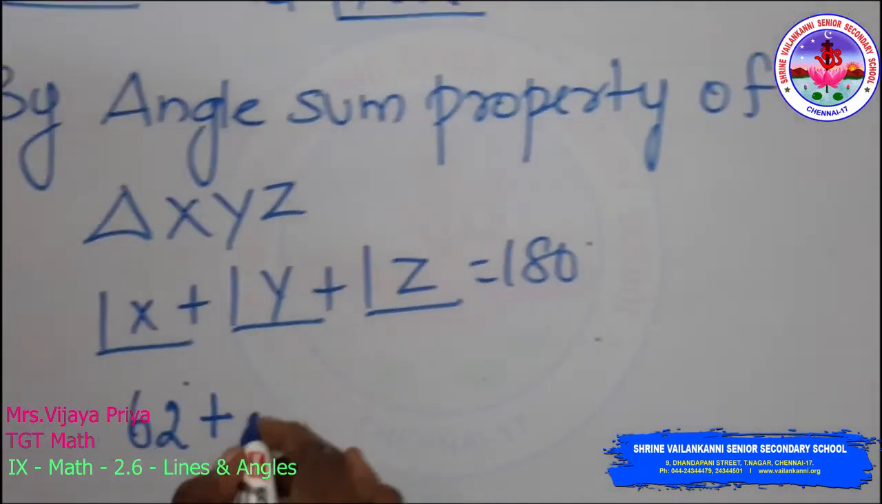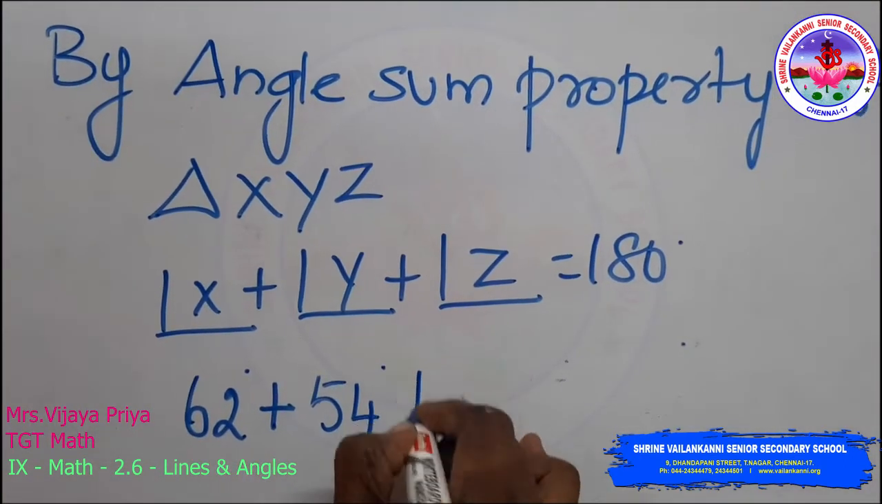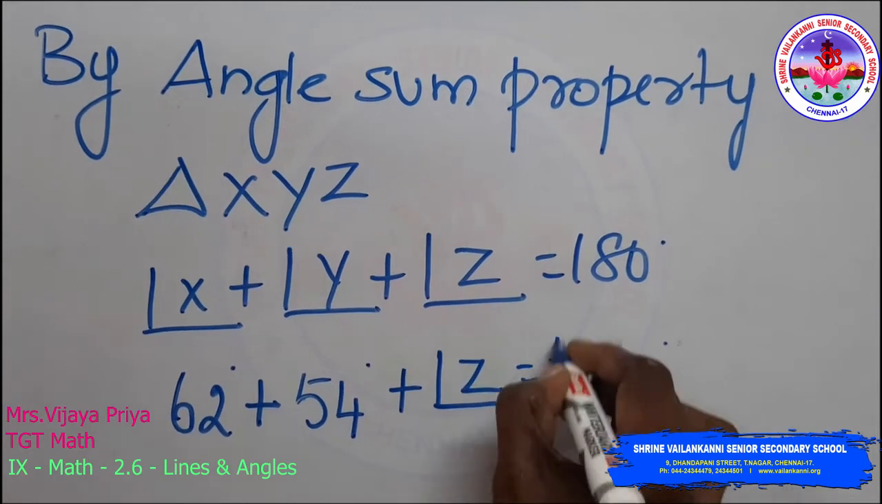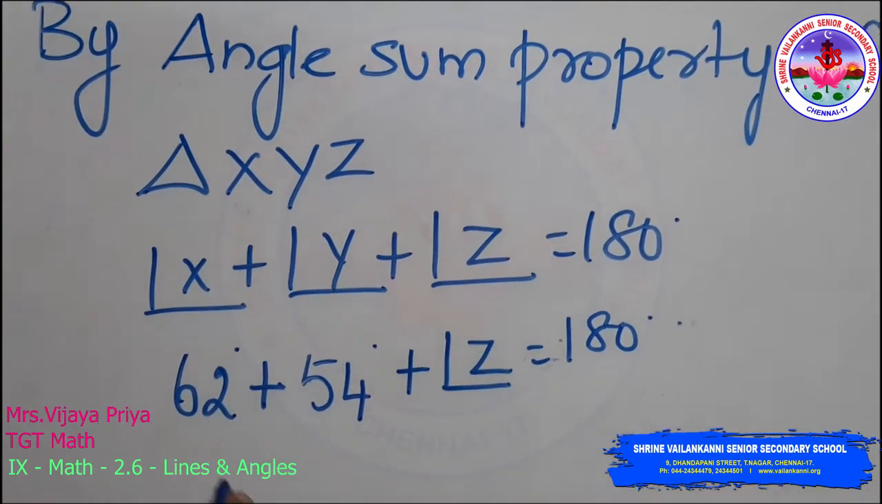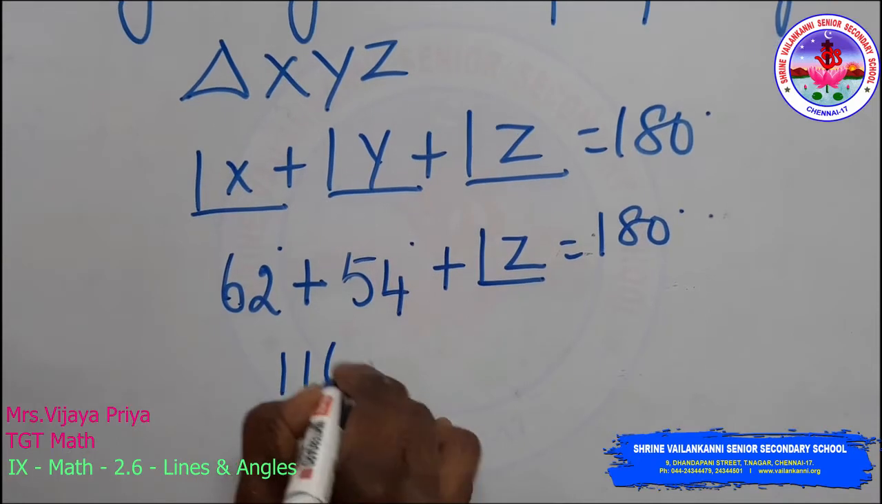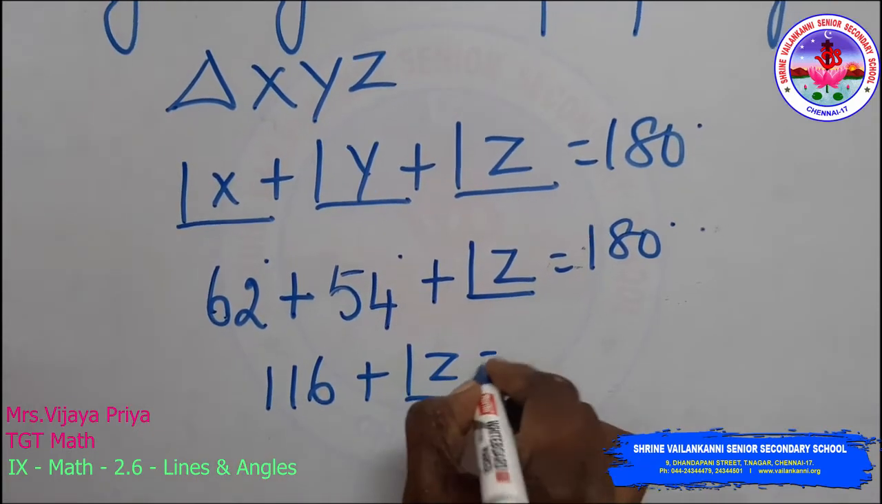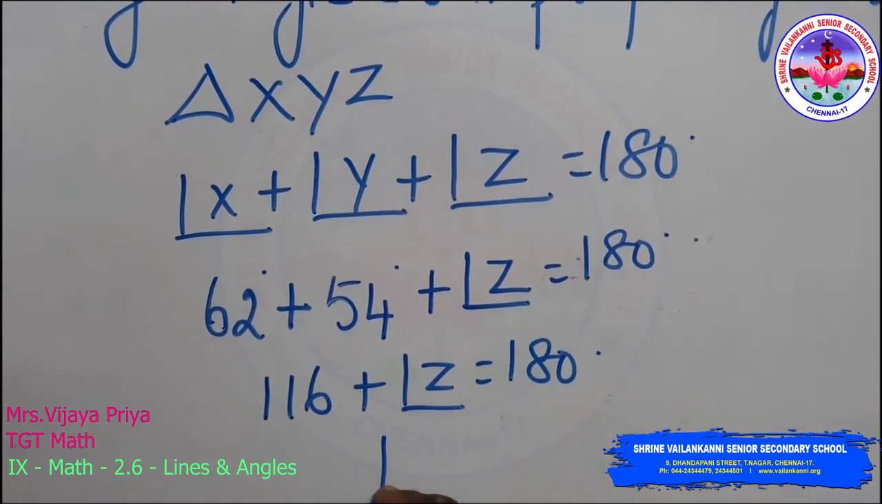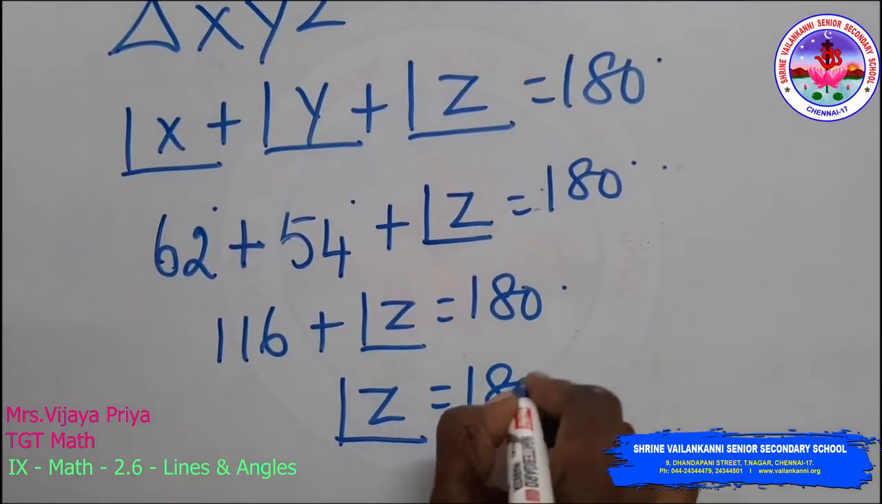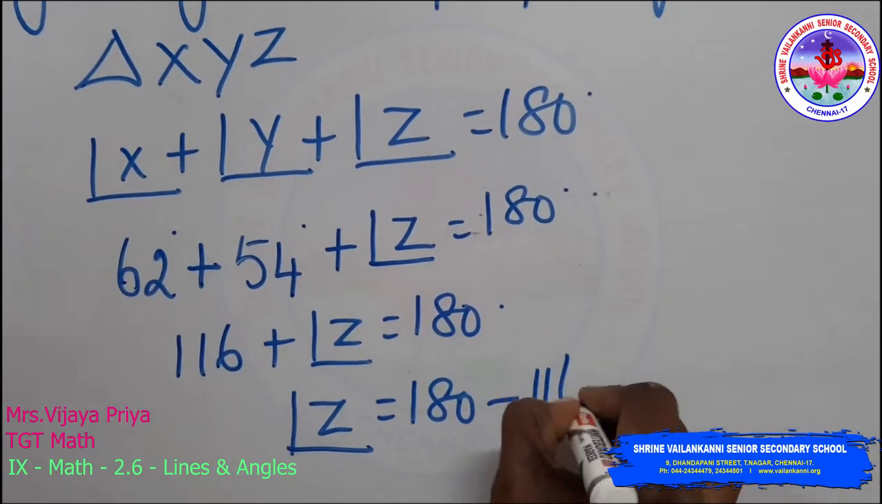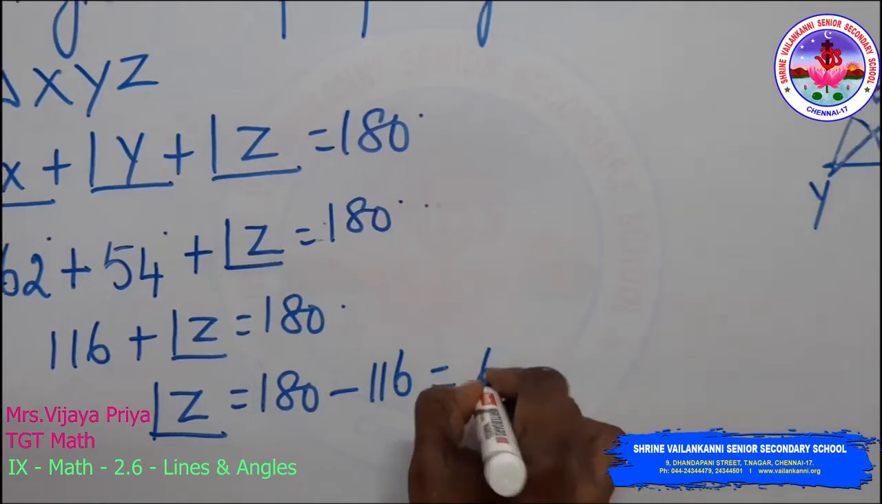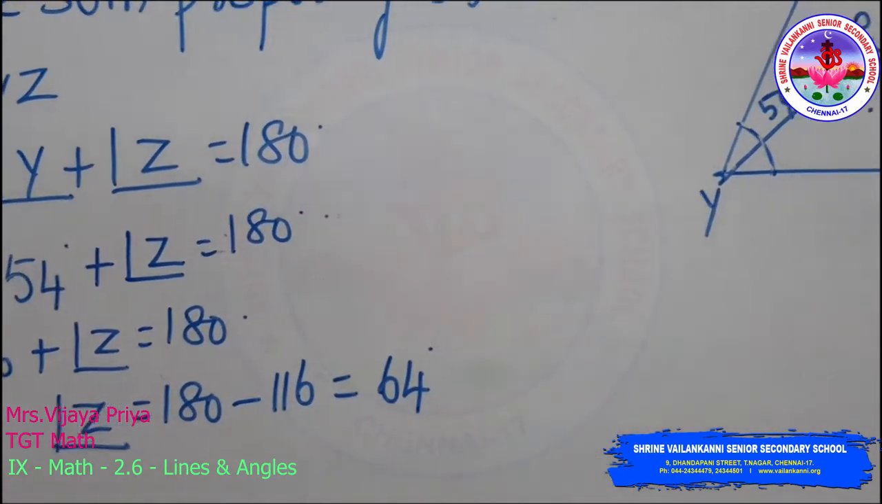So he has given angle Y is equal to 54 degree, plus Z is equal to 180 degree. So here we will get 116 plus Z is equal to 180 degree. So I got my Z as 180 minus 116. So I will get 64 degree.